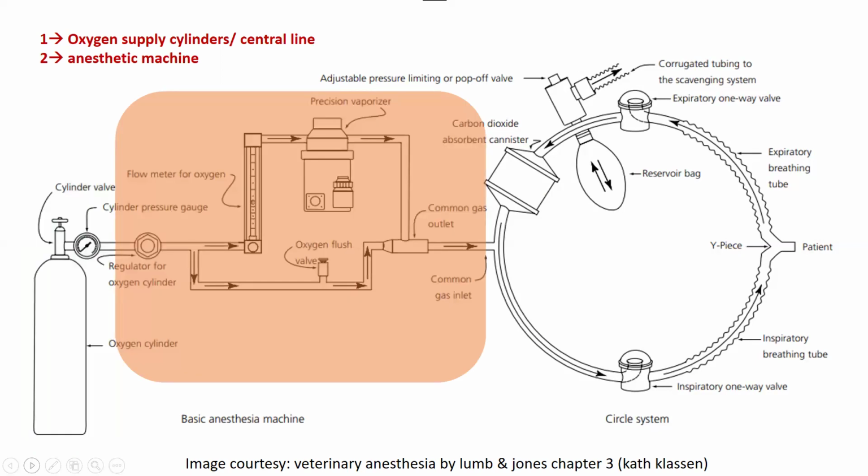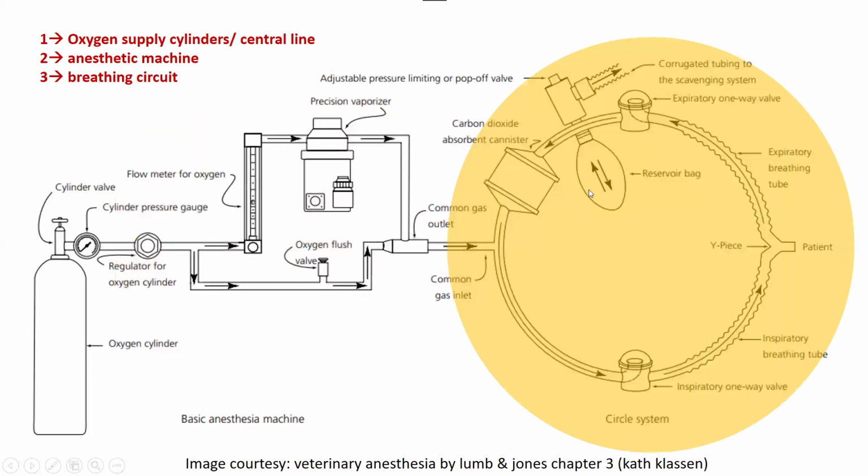The next portion is the anesthetic machine. It includes all of these parts like regulators, flow meters, vaporizers, common gas outlet, and oxygen flush valve. We will study the functions of each of these parts, but this portion basically comprises the anesthetic machine. This is the third part, called the breathing circuit. Here is your patient. This portion will be connected to the mouth of the patient either by an endotracheal tube or by face masks.